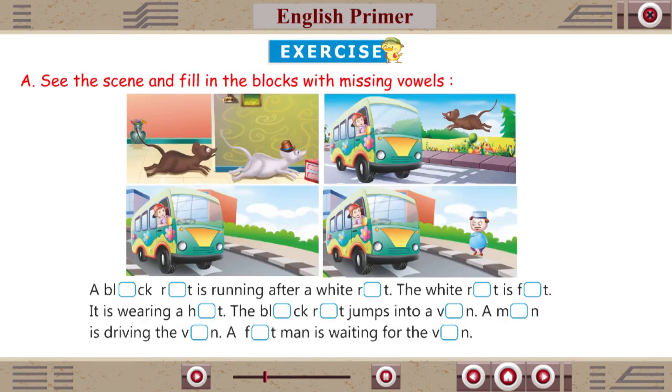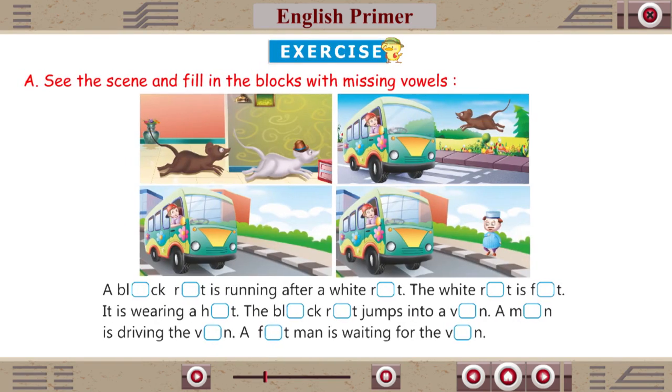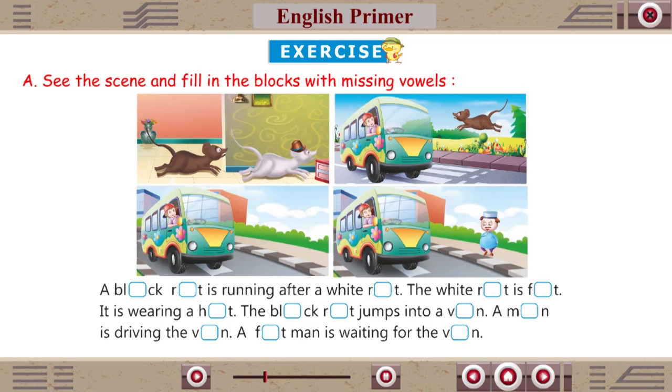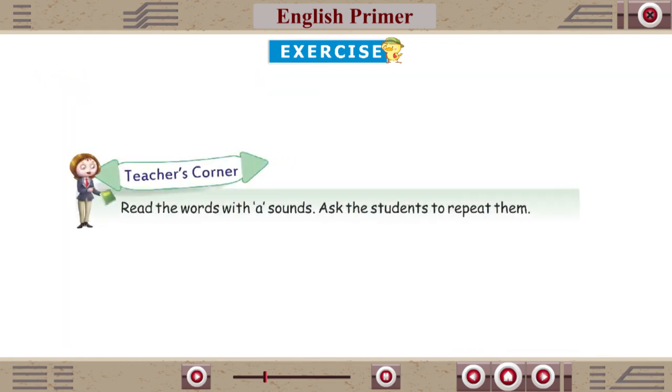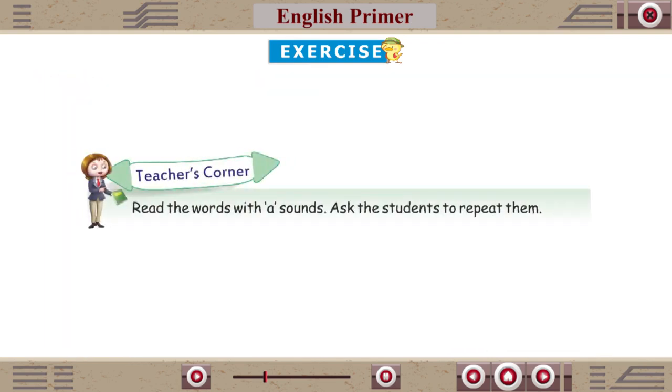Exercise: A. See the scene and fill in the blocks with missing vowels. B. Look at the pictures and complete the sentences. Teacher's Corner. Read the words with A sounds. Ask the students to repeat them.